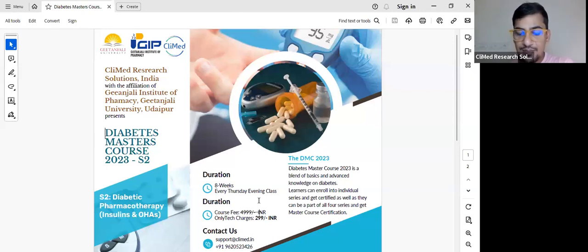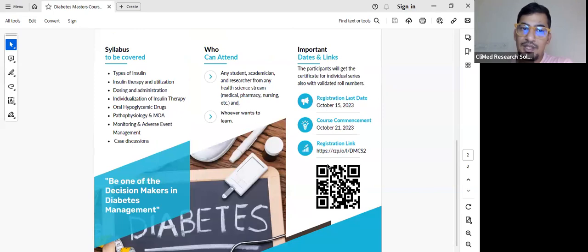I'll also touch upon the current guidelines, the 2023 ADA, American Diabetes Association, guidelines. They launch the guidelines every year, on the 1st of January. I'll talk about the algorithms, and then we'll go slowly through all the OHAs, their classes, contraindications, mechanism of action, and when to give. That's important, when to give, right?